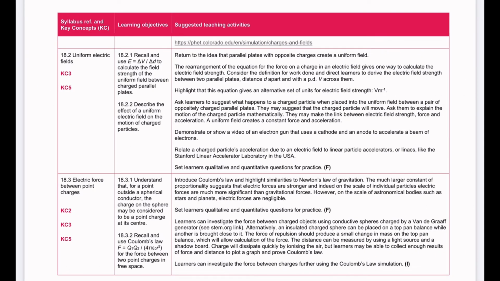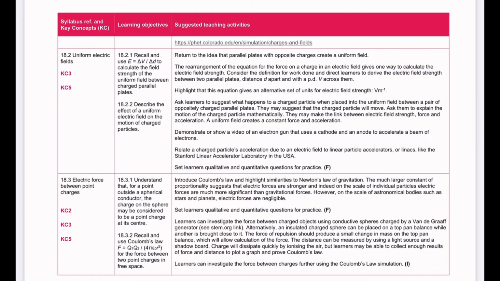Key concept. 18.2. Uniform electric fields. Learning objectives. 18.2.1. Recall and use E = V/d to calculate the field strength of the uniform field between charged parallel plates. 18.2.2. Describe the effect of a uniform electric field on the motion of charged particles.